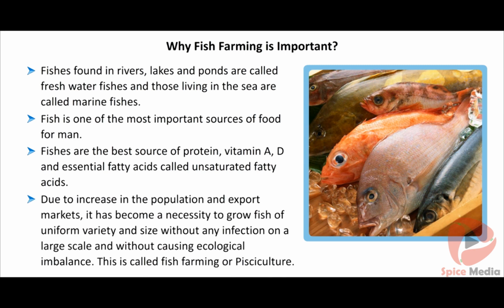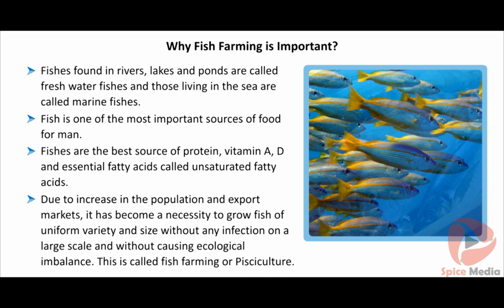Due to increase in population and export markets, it has become a necessity to grow fish of uniform variety and size without any infection on a large scale and without causing ecological imbalance. This is called fish farming or pisciculture. This unit details on the fish farming stages and construction and maintenance of fish pond.